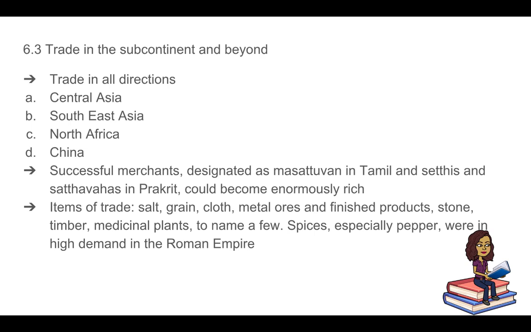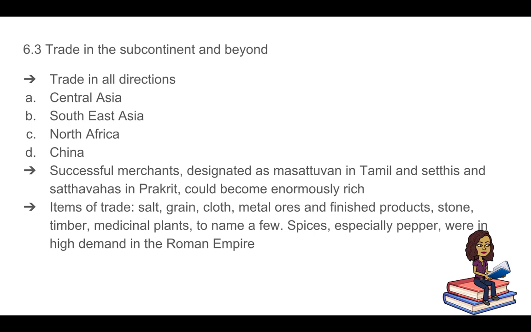Indian trade was quite widespread, not only within the Indian subcontinent but also far beyond. They traded in all directions. So we had trade links with Central Asia. In fact, they connected us to Europe as well, Southeast Asia, North Africa, and China. In Sangam texts, we find successful merchants are designated as Masattuvan in Tamil and Settis and Satvahas in Prakrit, and these merchants could grow to be enormously rich.